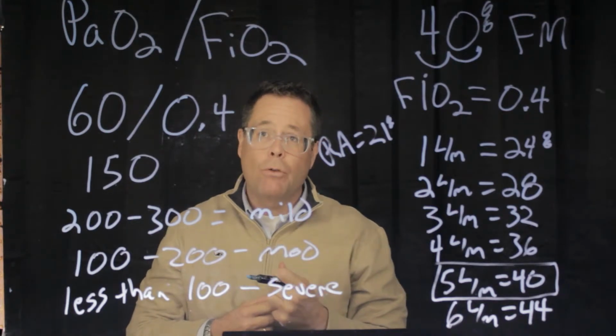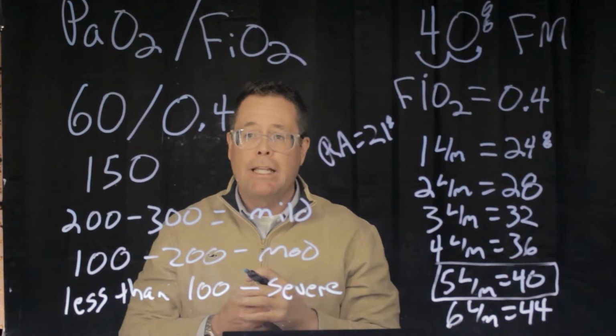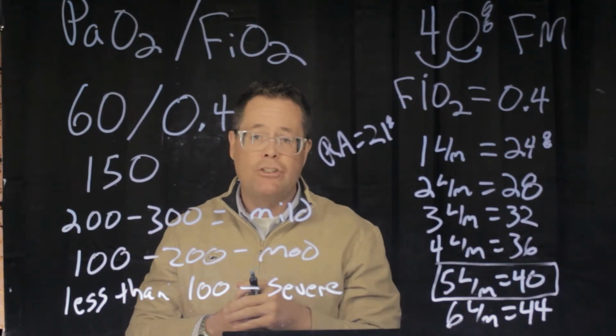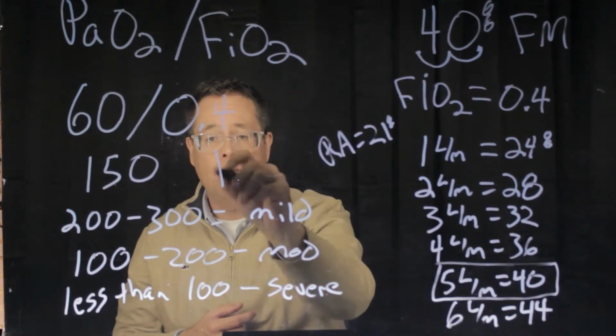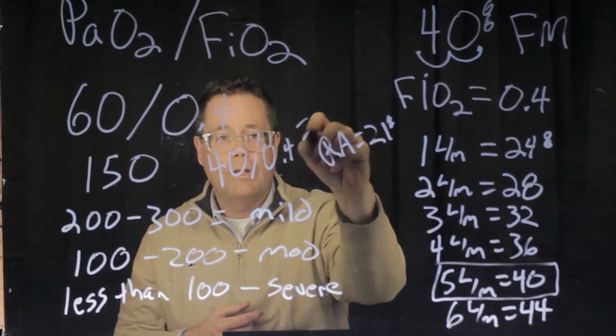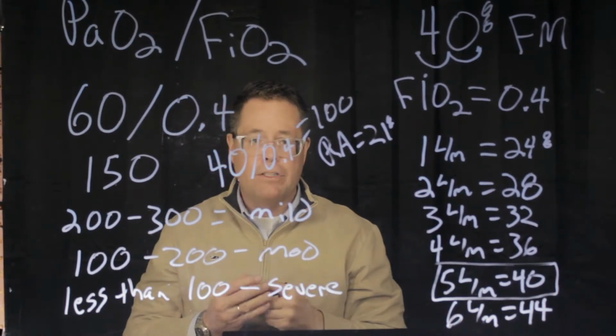So this patient that we did was 150, so they're moderate severe. Let's say we bumped them up, or we kept them at 5 liters, we did an ABG 2 hours later, and now all of a sudden their PaO2 is 40, and they're still on the 40%. We know that's going to equal 100, so now they've become worse, and they're now in severe ARDS.